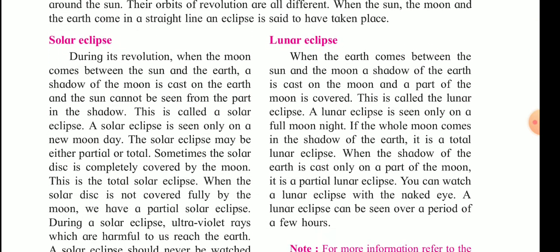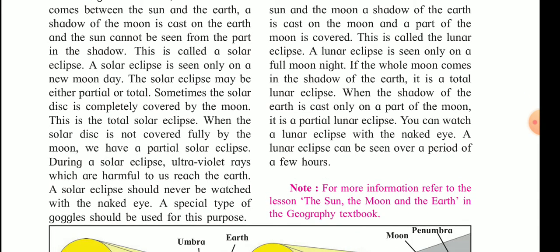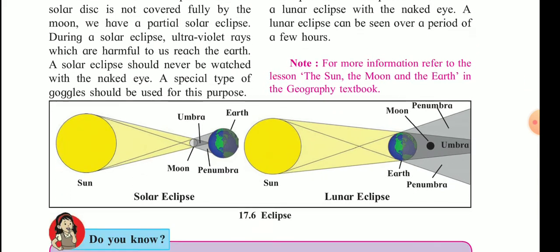Now when the earth comes between the sun and the moon, a shadow of the earth is cast on the moon and the part of the moon is covered. This is called a lunar eclipse. Lunar eclipse is seen only on the full moon night. If the whole moon comes in the shadow of the earth, it is a total lunar eclipse. When the shadow of the earth is cast only on a part of the moon, it is a partial lunar eclipse. You can watch a lunar eclipse with the naked eye. The lunar eclipse can be seen over a period of a few hours.